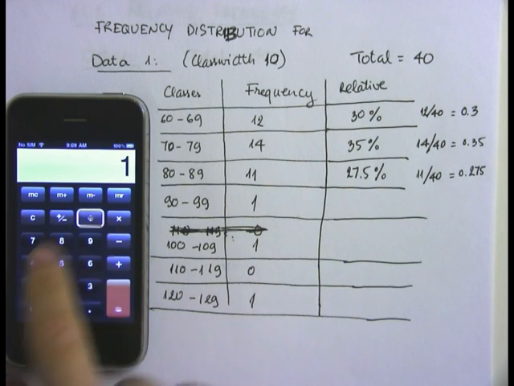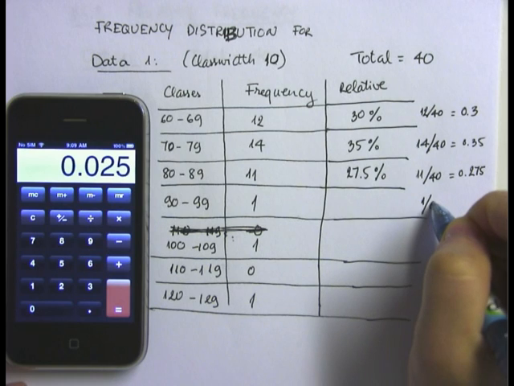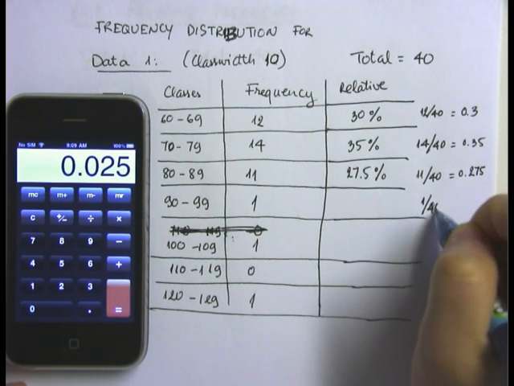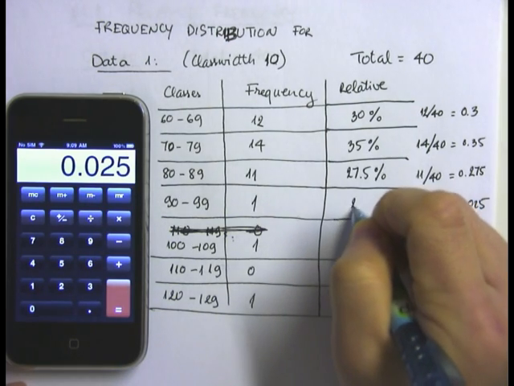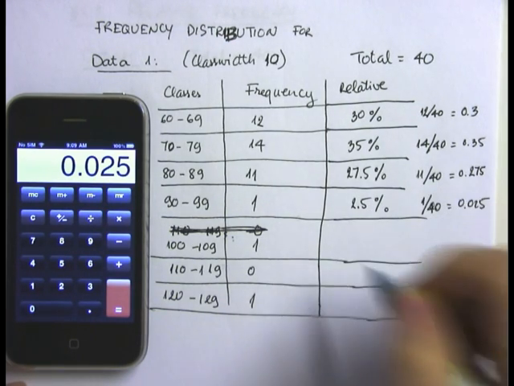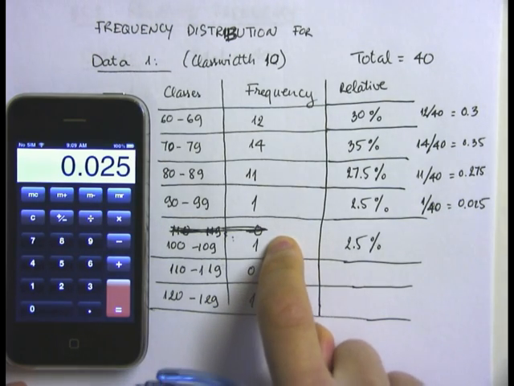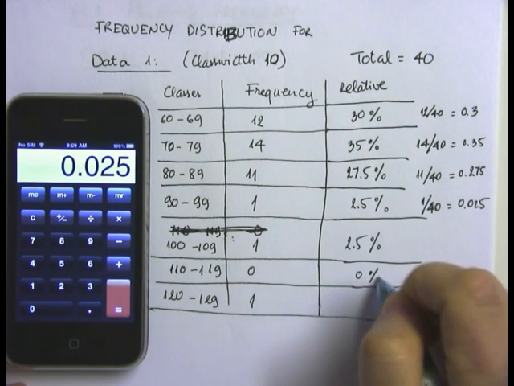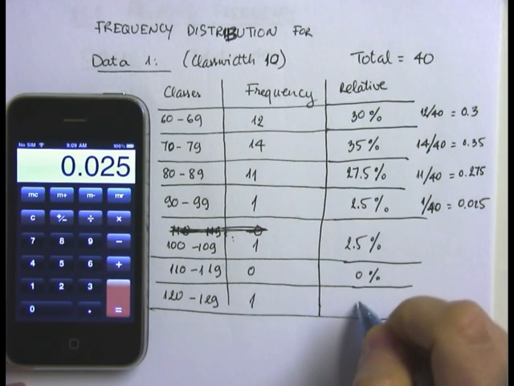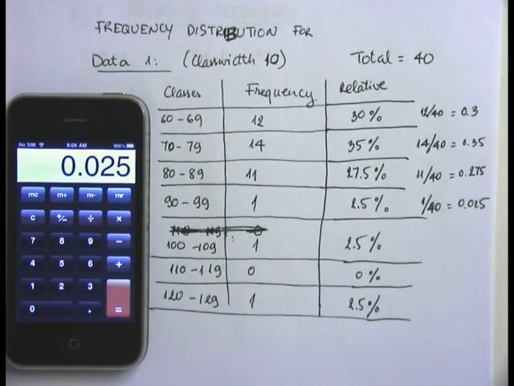Okay, and then for just simply 1 out of 40 is 0.025, or it's 2.5%, and here is 2.5%. You can skip the calculation for this one because it's the same actual frequency. 0 is gonna just simply give you 0%, and here 1 is another 2.5%, and that is how you construct the relative frequency for a class distribution.